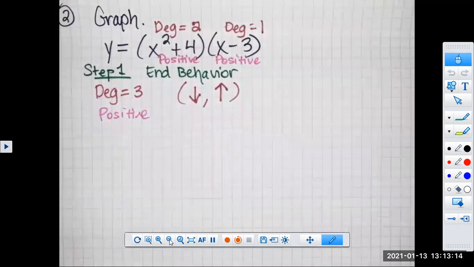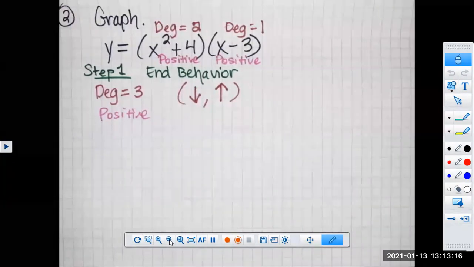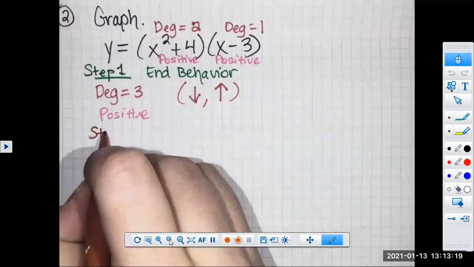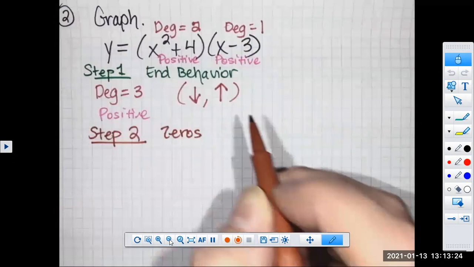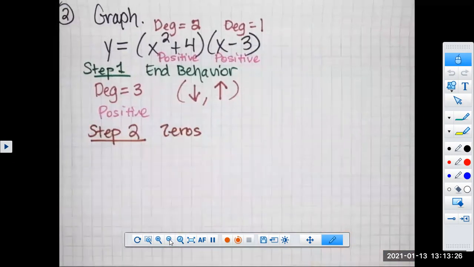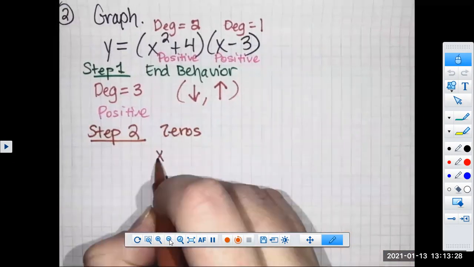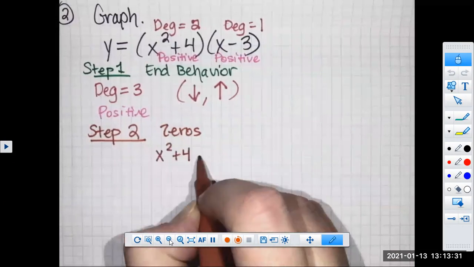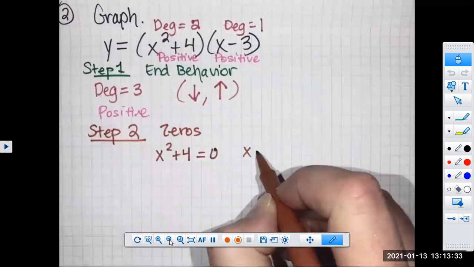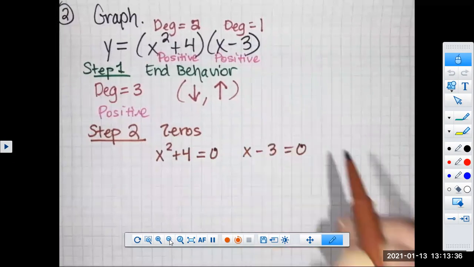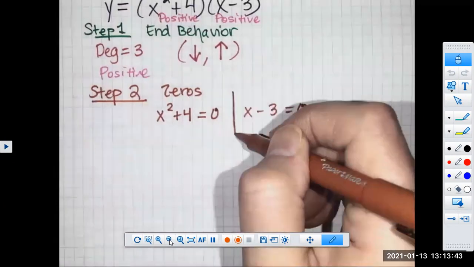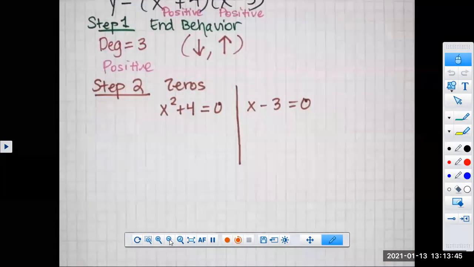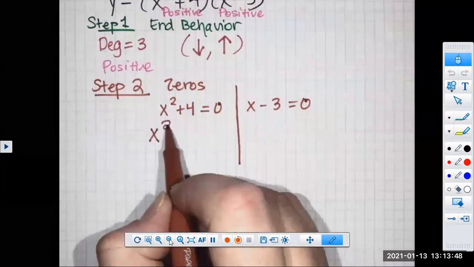Okay, step 2 is determine your zeros or x-intercepts. It's already factored for you, so you simply take x squared plus 4, set it equal to 0, x minus 3, set it equal to 0, and solve. So here you get x squared equals negative 4.